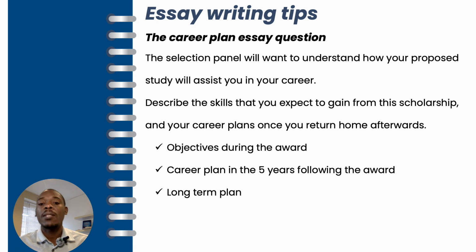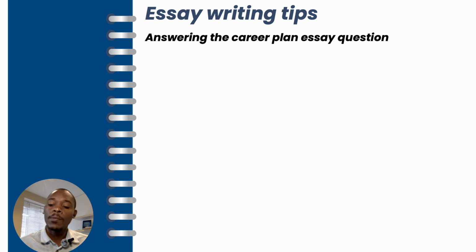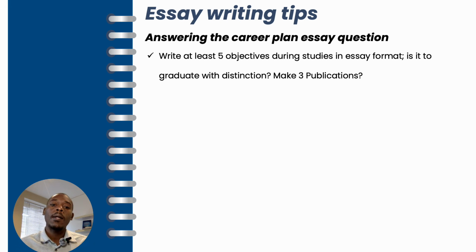So the first part, we want to see what your objectives are during your studies, what your career plan is in your first 5 years, and then the long-term career plan. So we're going to go step by step. We'll start with the objectives, then we'll look at what you need to include in your 5-year plan and in your long-term plan.